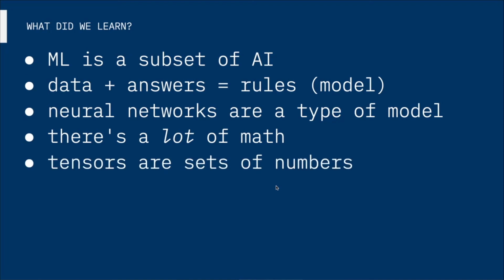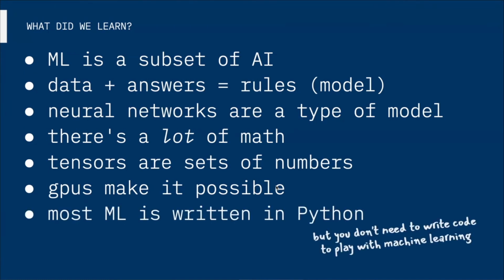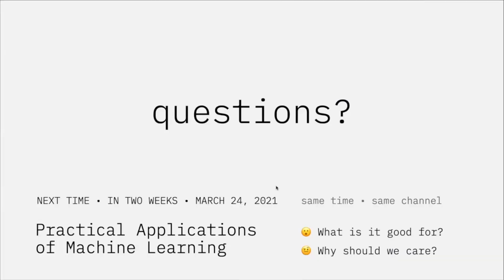Tensors are sets of numbers. So now when you see TensorFlow, you know that it's about a flow of numbers through a system, and Google engineers are just like, yeah, I thought up that fun name. GPUs make it all possible because they crunch giant batches of numbers all at the same time. And most machine learning algorithms and neural networks are assembled in Python, but you don't need to write code to play with machine learning. And that is the talk for part 1.